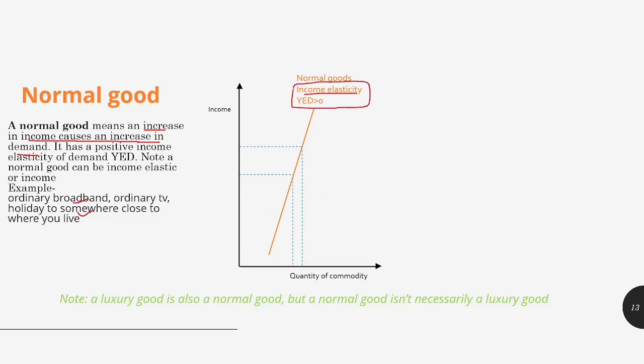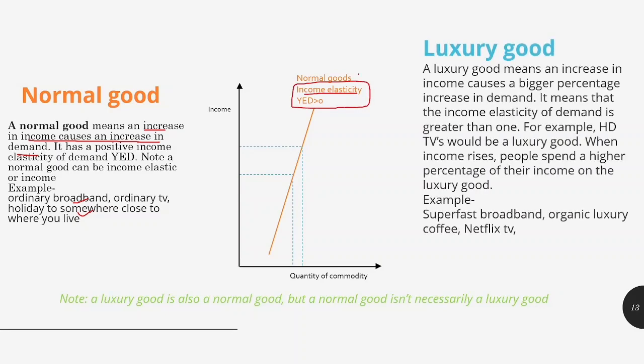Okay. Now luxury good. Luxury good means an increase in income causes a bigger percentage increase in demand. It means that the income elasticity of demand is greater than 1. For example, the HD TV would be a luxury. When income rises, people spend a higher percentage of their income on luxury. Therefore, the income elasticity of demand is greater than 1.